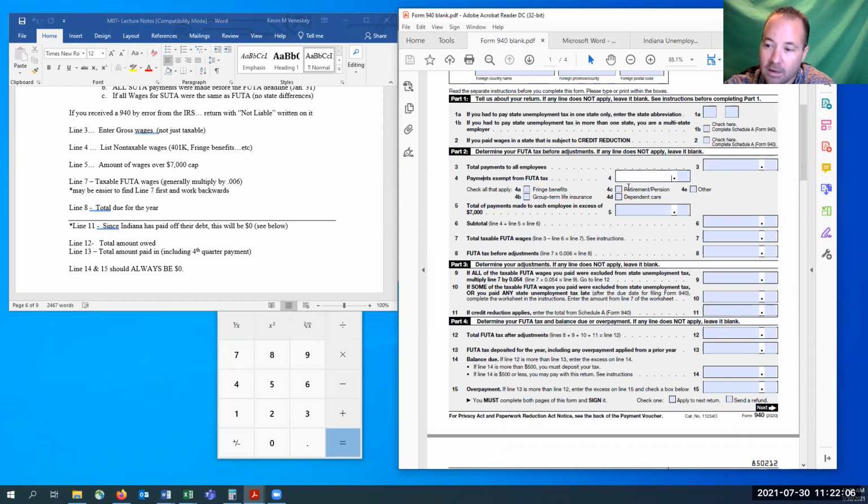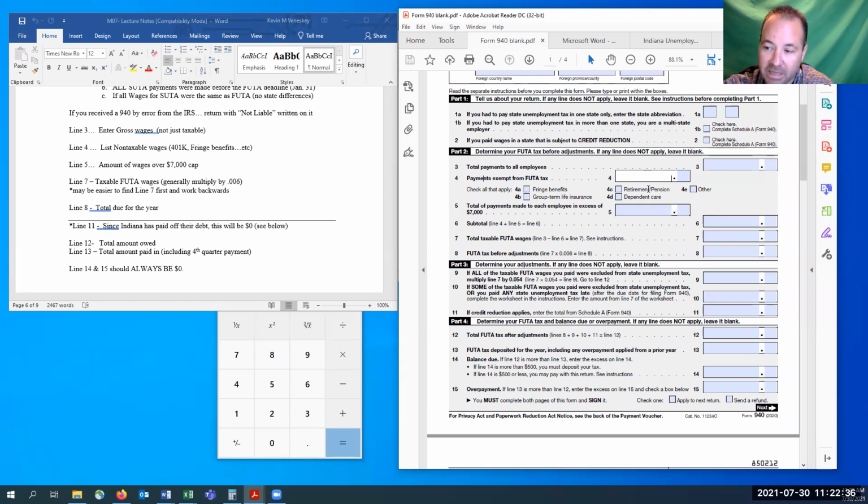Line 4, payments exempt from FUTA tax. So all of those items that aren't taxed for federal income tax purposes are also not going to be taxed here. So we're going to add all of those up, all of those tax deductions, and we're going to mark the boxes that those go to and put in the amount. And then any other amounts that made us go over the cap, we're going to put here in line 5.